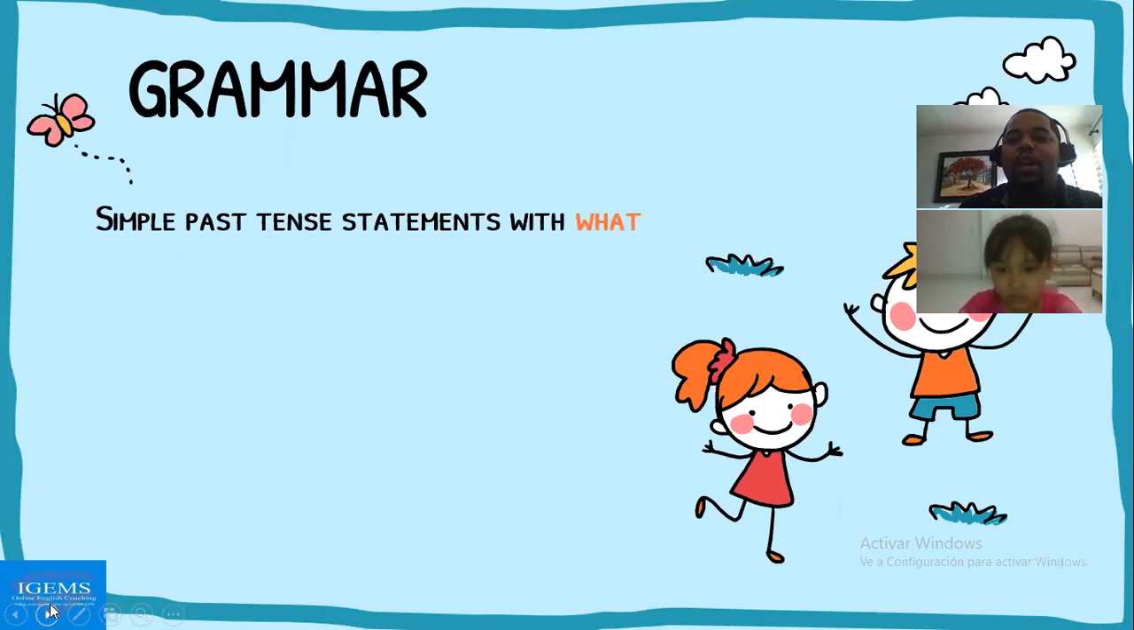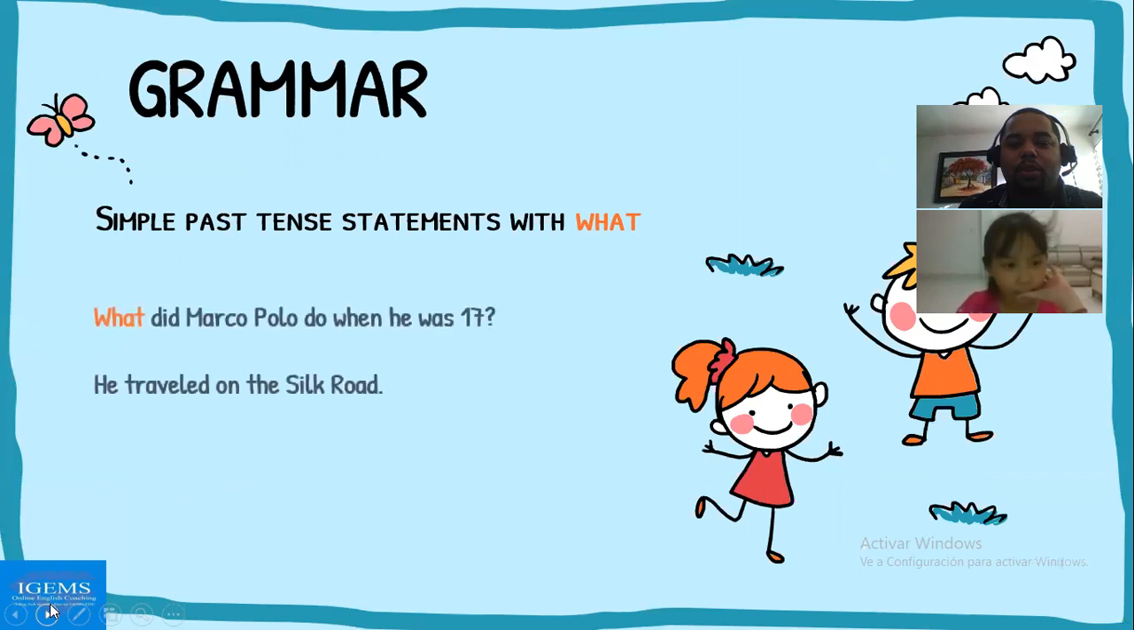Then here we are going to use the word what, okay? So in the simple past tense, Bonnie, we're going to use statements with what. In this case, look at here. We have a question word. Can you please read the question for me?